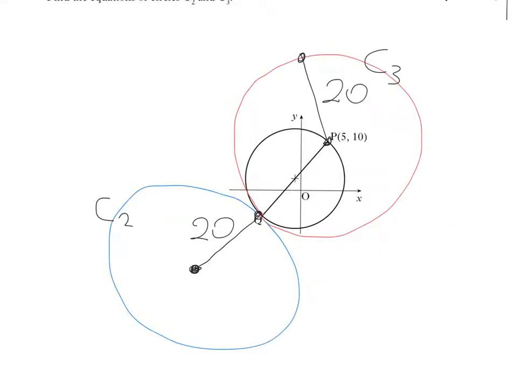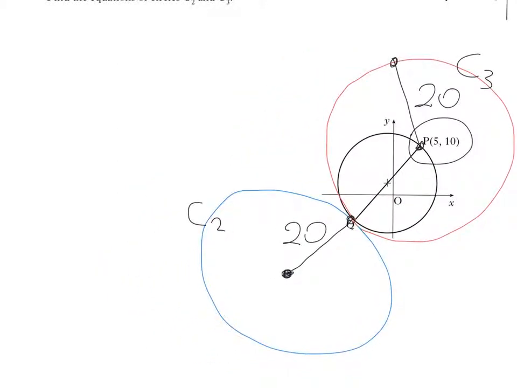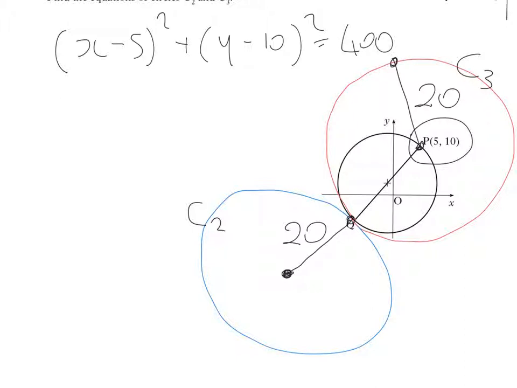Now we can also see that (5, 10), the point P, now serves as the circle centre for C3. So we should be able to easily find the equation of that circle. We've got the circle centre and the radius. So that's (x − 5)² + (y − 10)² = 20², and that's 400. So that's the equation of circle C3. Let's have a look at circle C2. It's also got a radius of 20.